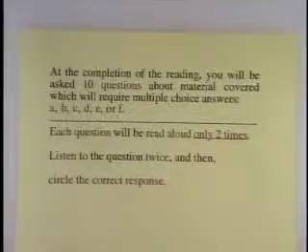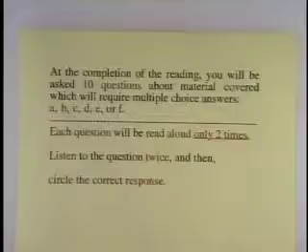And at the completion of the reading, I'm going to ask you 10 questions about the material covered, and all you're going to have to do on the sheet for that test is to circle A, B, C, D, E, or F. I'm going to read each question only 2 times. Now this is part of the listening test. Don't circle it on the first time. Let it go by. It's going to come by again. And circle the correct response on the second time. Don't mark 2 answers, just mark 1.